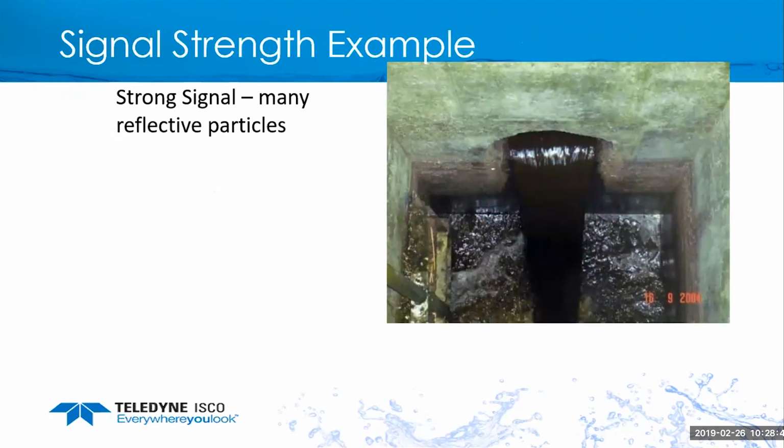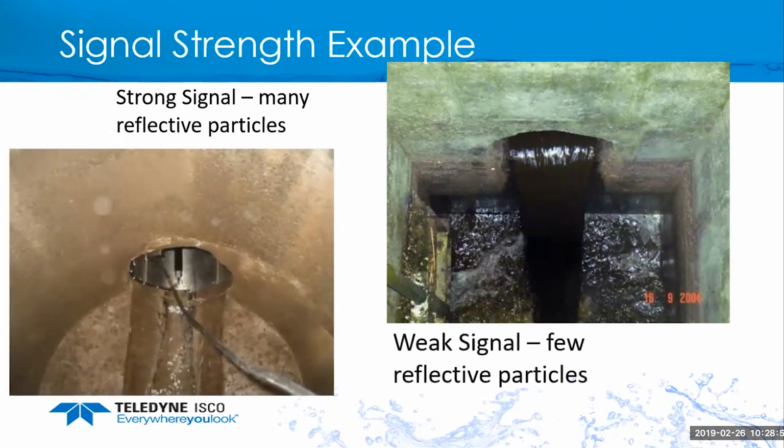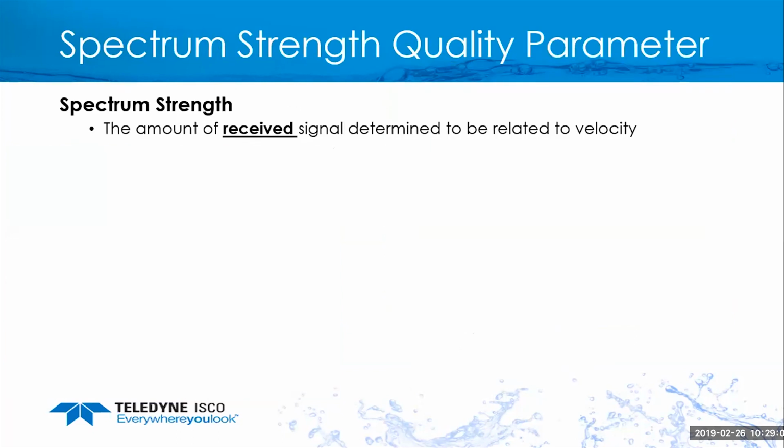So what does that look like? If we have a strong signal, as shown on the right, we've got a lot of particles in there, so we're getting a really strong signal back. It's probably going to be in the 80% range. In the picture on the left, where we have clear water, we're getting a weak signal. I just don't have as many particles or debris in the water to get a good signal strength back.